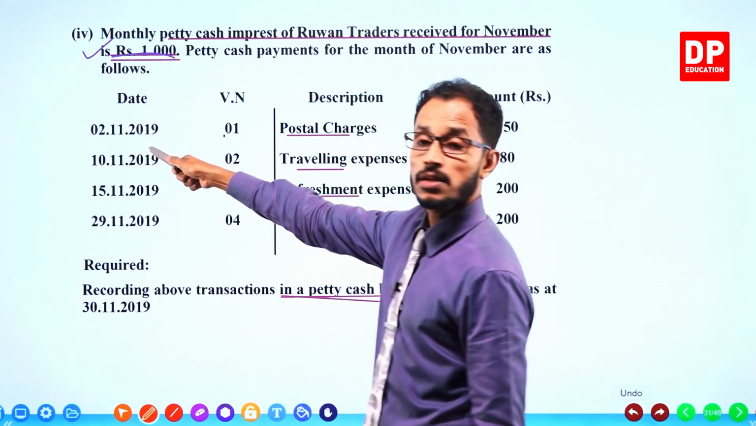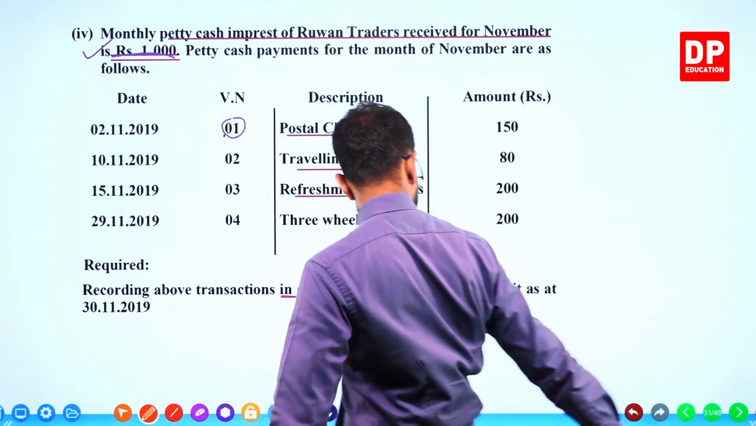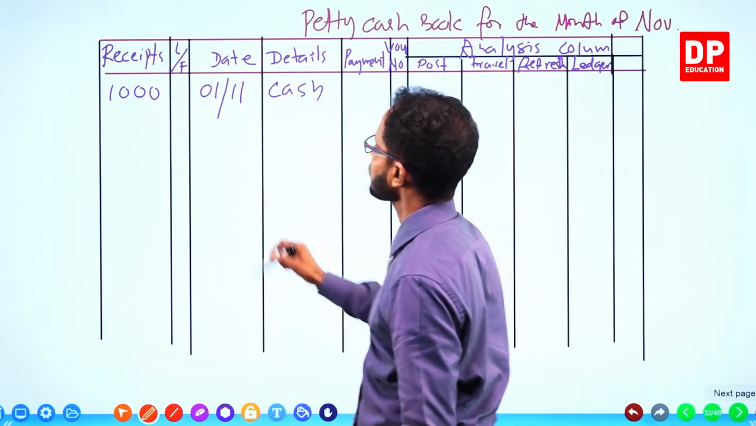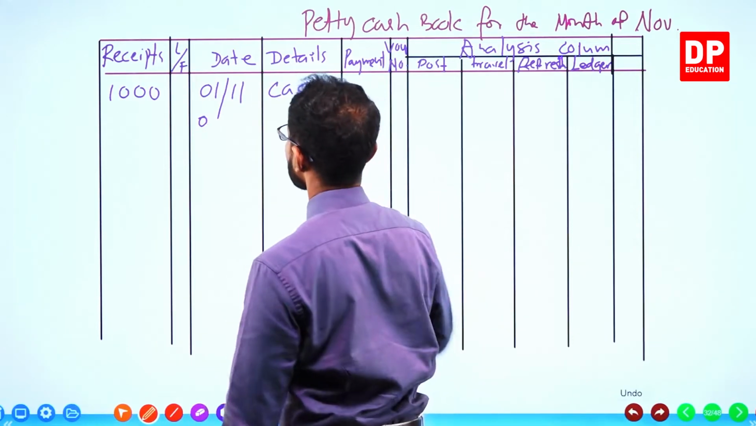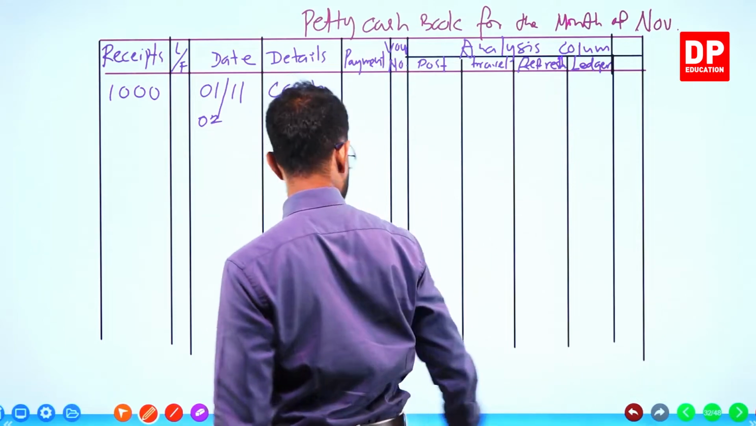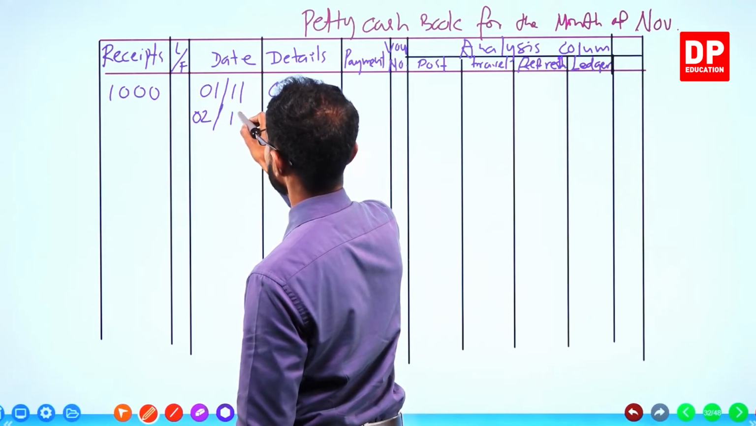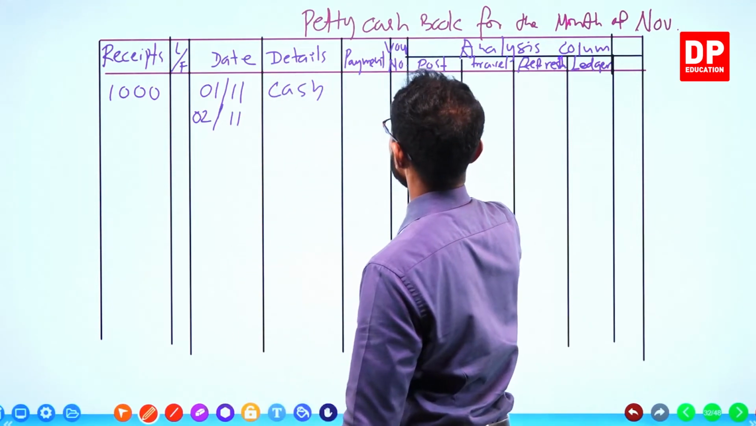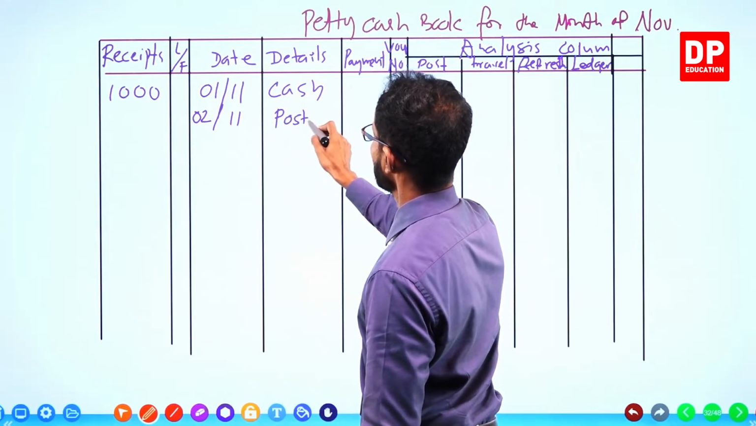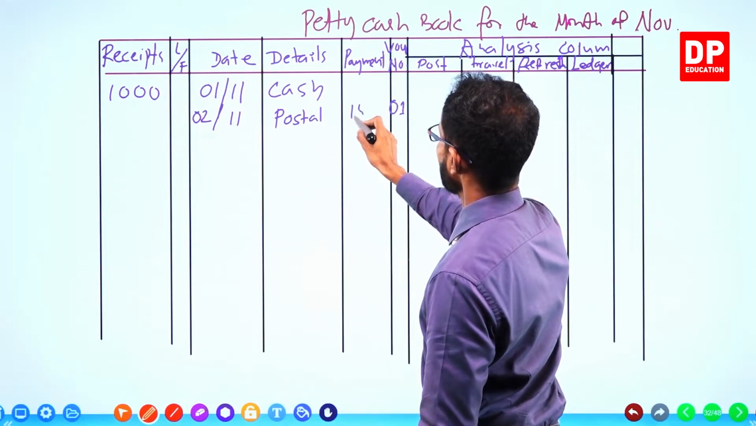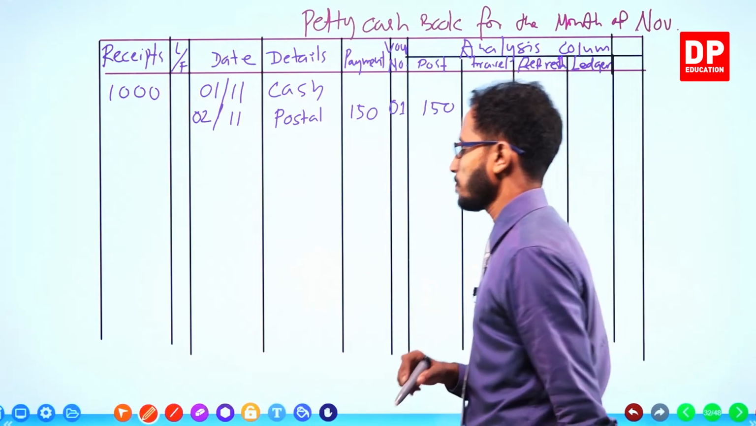Payments. 2nd November, voucher number 1, postal charges 150. Put 150 to the payments column and to the relevant analysis column.